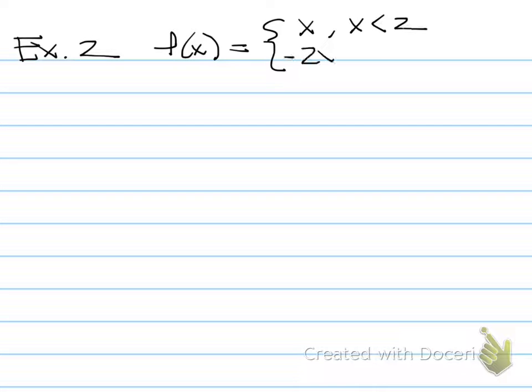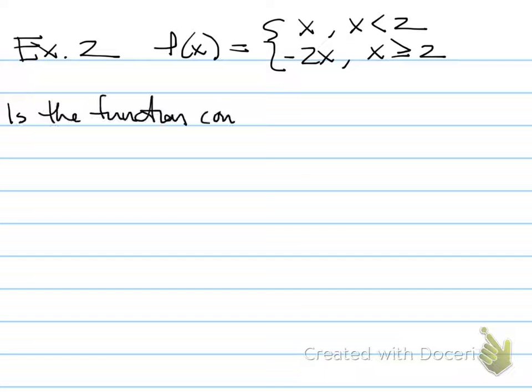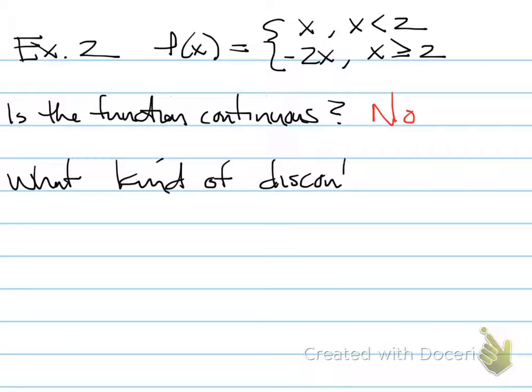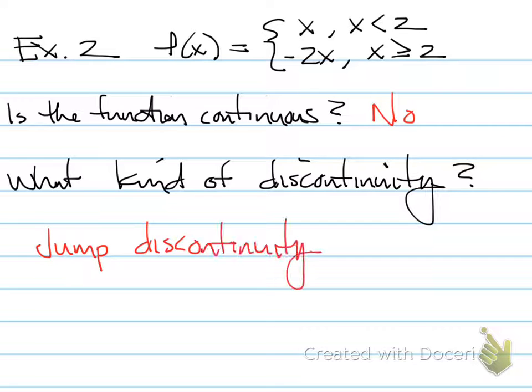Next example, we have a piecewise function, and the function is not continuous because we have one graph for the x values less than 2. We have another graph for the x values that are greater than or equal to 2. So there's jump discontinuity at x equals 2.